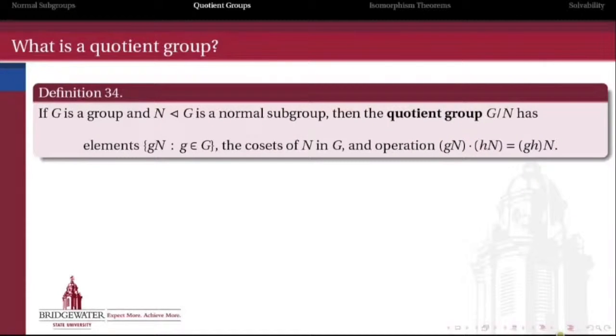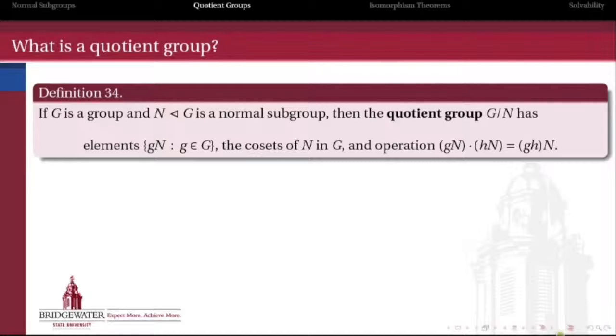Now that we know what a normal subgroup of a group is, we need to make good on that promise that normal subgroups are going to allow us to treat their cosets as though they were elements of the group, so that we can do arithmetic with the cosets of a normal subgroup just by doing arithmetic with the elements of the group that represent those cosets. Let's take a look at how that works.